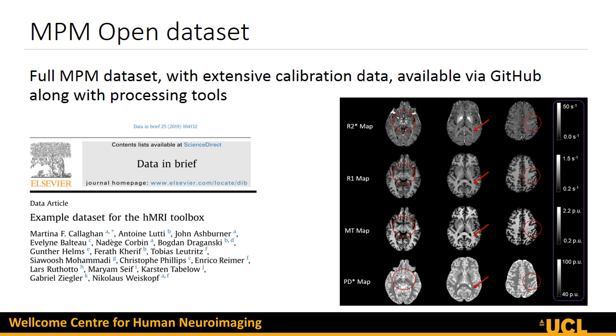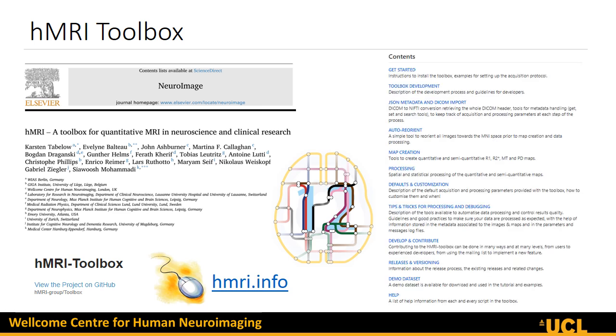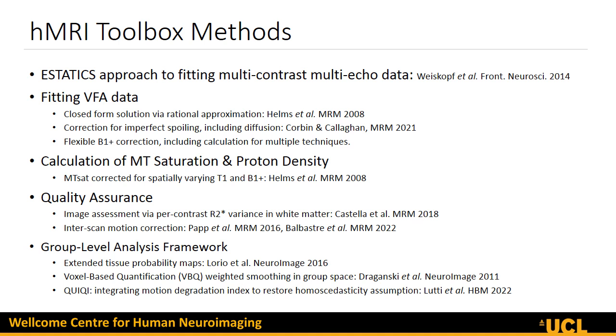Now, if you want to play with data from the multi-parameter mapping protocol, I would point you to this paper, which describes the acquisitions of the multiple different volumes, as well as various calibration data that can be used to account for hardware effects or participant motion. These data can be processed using the hMRI toolbox, which is available on GitHub, along with information on how to get started and to process your data in the SPM framework. The toolbox has a variety of methods incorporated in it that allow you to correct for a lot of potential confounds, as well as to ensure the quality of your data and to perform group-level analyses.